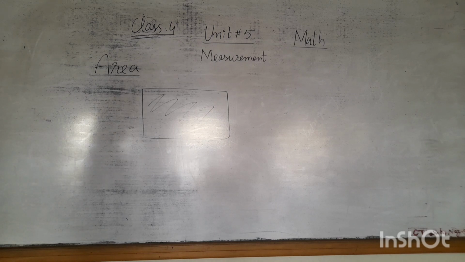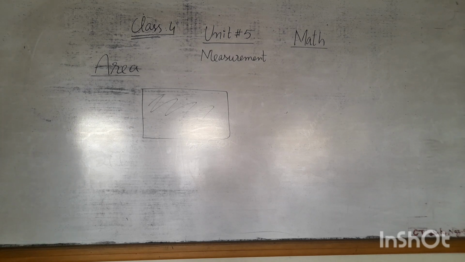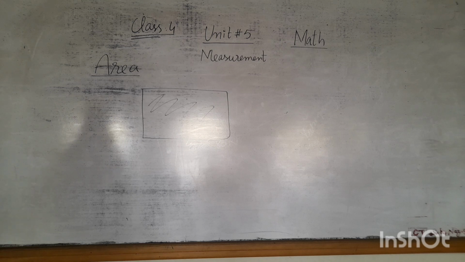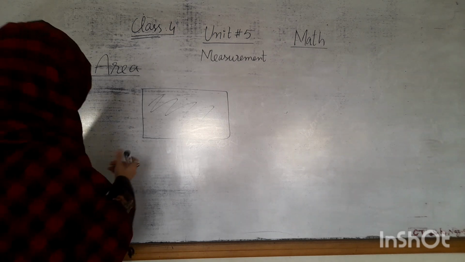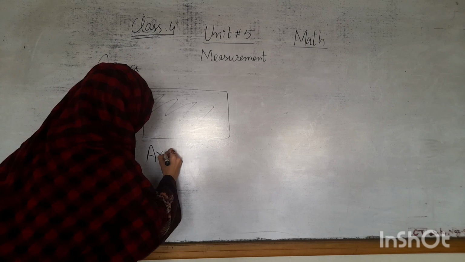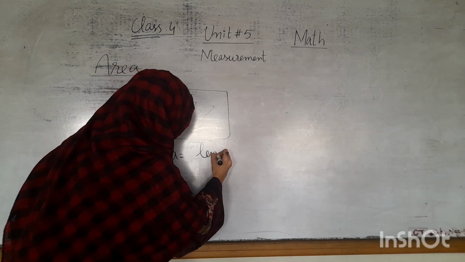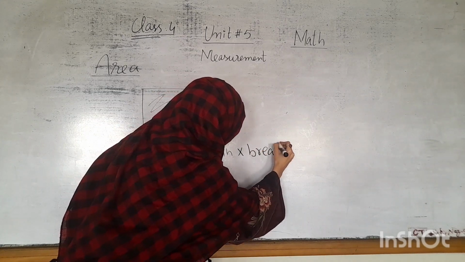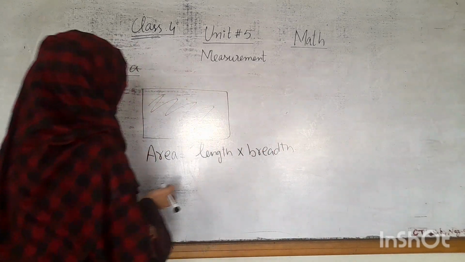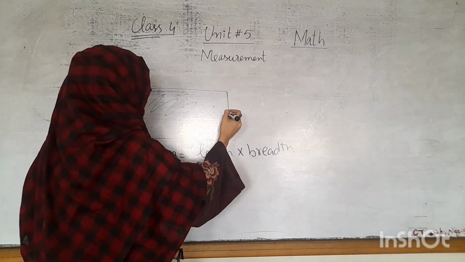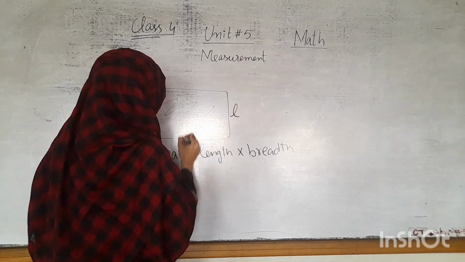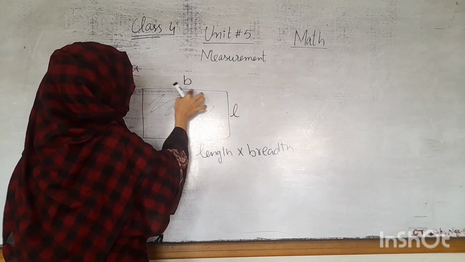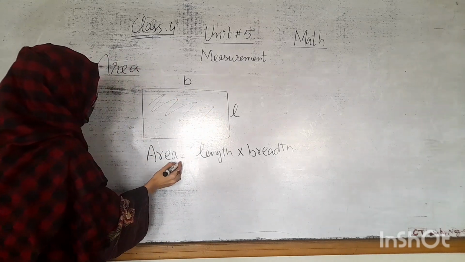Anyone tell me about the formula of area? Tell me Abdul Basit, what is the formula of area? Good. The formula of area is length multiplied by breadth. Look at this figure class, in which one side is length and one is breadth. If we multiply these two measurements, then we get the area.